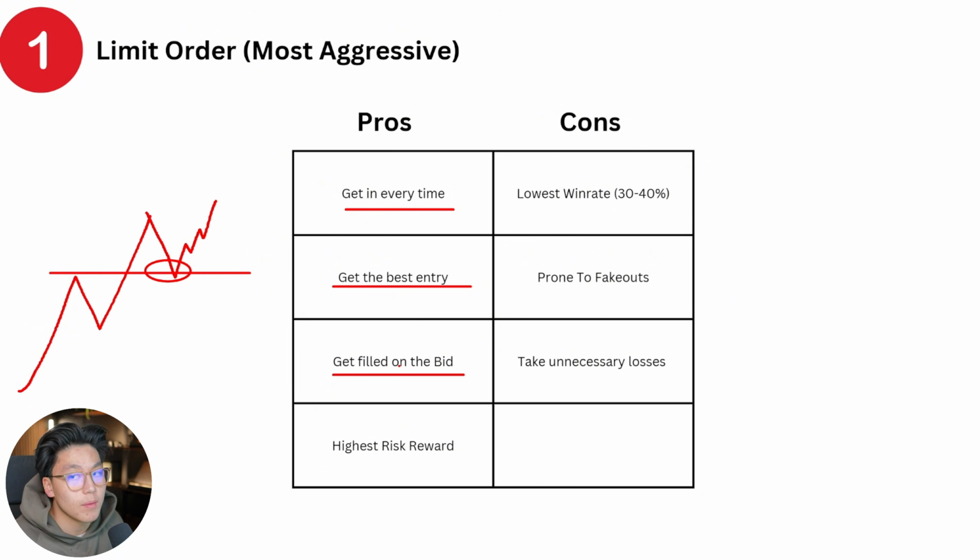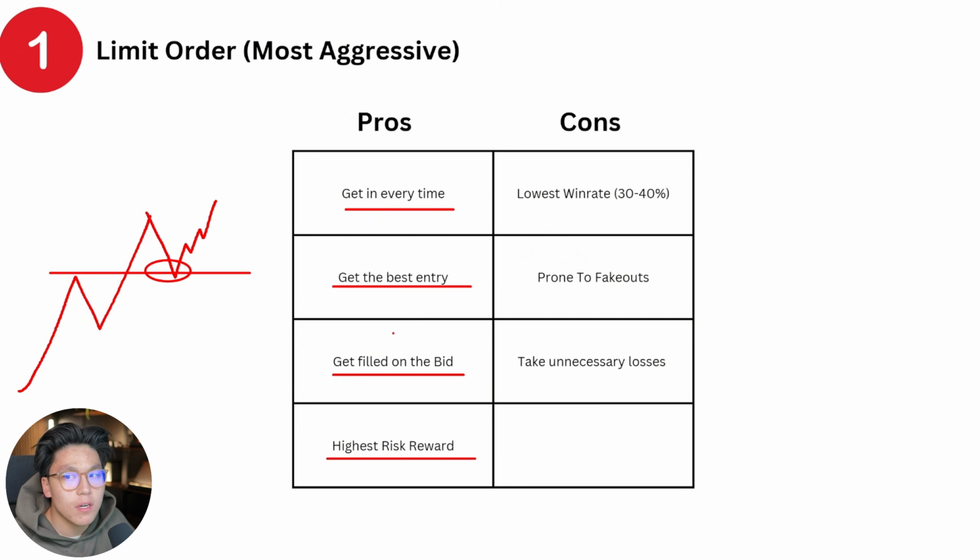Another pro, you can get filled on the bid. So whenever you have limit orders, price comes down towards your key level and you can get filled on the bid instead of getting filled on the ask. And the last pro that I have is the highest risk to reward ratio. If we're getting filled on the bid and we're getting filled at the best entry possible, what we're going to have is the highest risk to reward ratio back towards high of day.